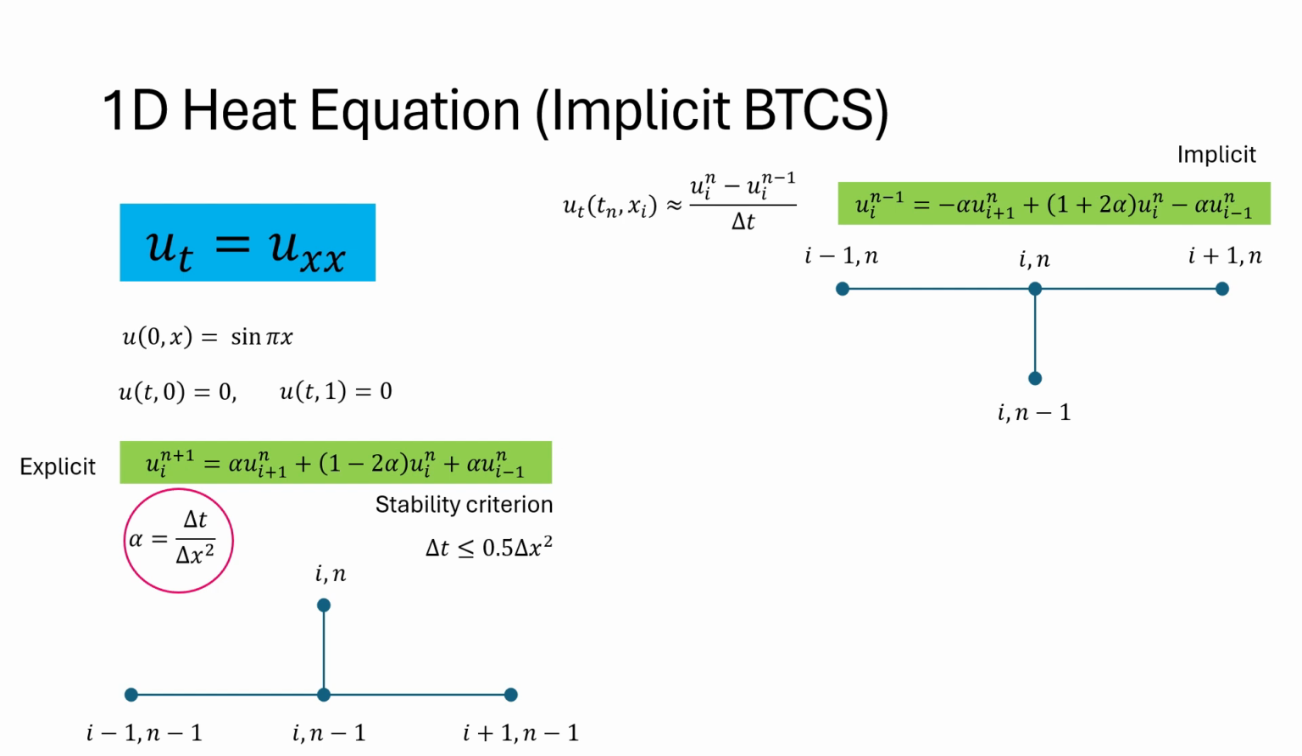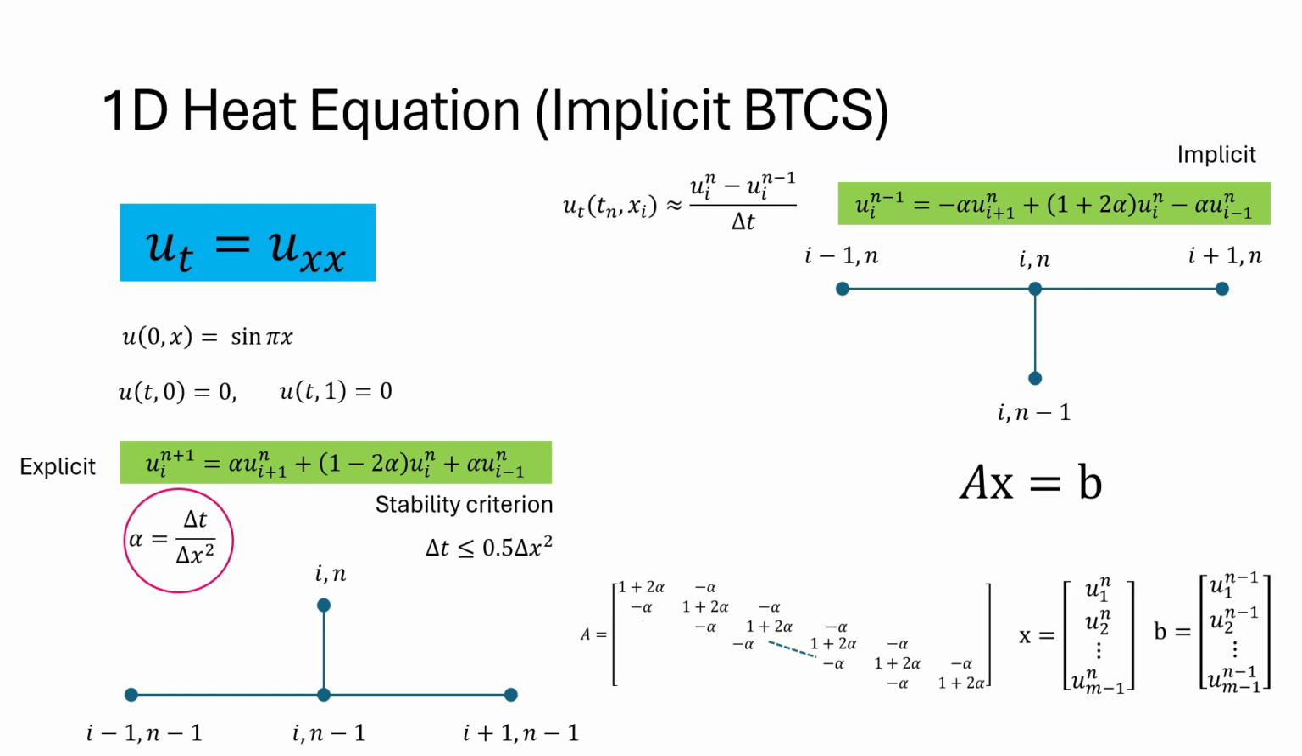We can write this in the matrix form Ax equals B. Here A is a tridiagonal matrix which is diagonally dominant, and we can use one of the methods we discussed in the previous videos, such as Crout's LU decomposition, to solve the system of equations for each time step.